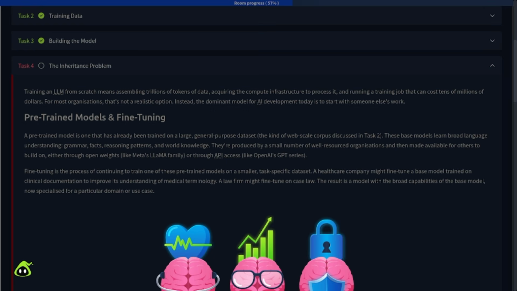A pre-trained model is one that has already been trained on a large general-purpose dataset. I discussed it: just use other models for your own model, enjoy the labor of the other model, and reduce the cost. So these are the base models: broad language understanding, grammar, facts, reasoning, and world knowledge. They are produced by a small number of well-resourced organizations and then made available for others to build on, either through open weights, like the Meta Llama family, or through API access, like OpenAI and GPT.